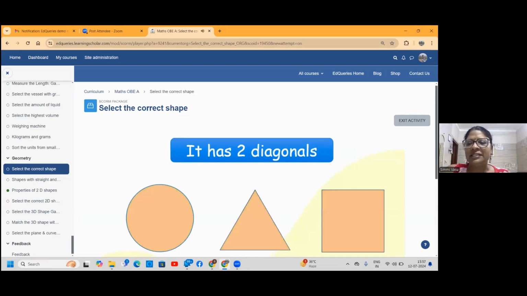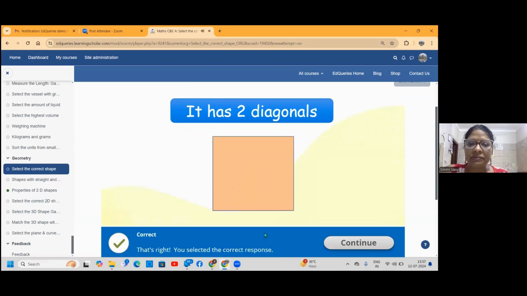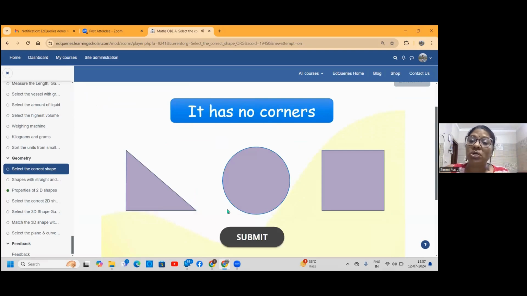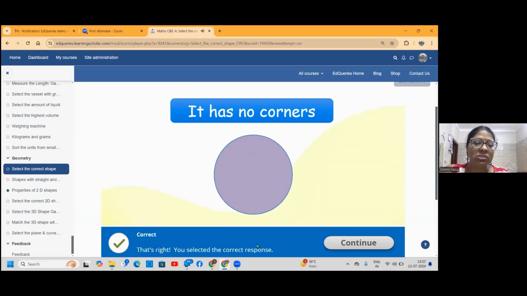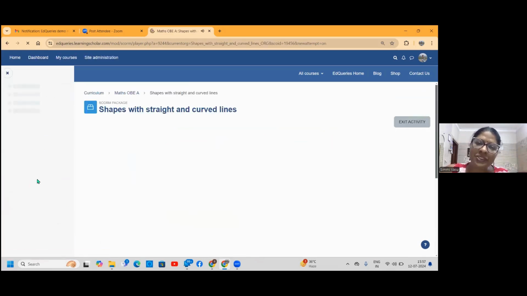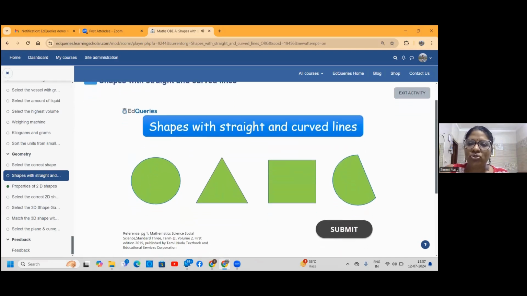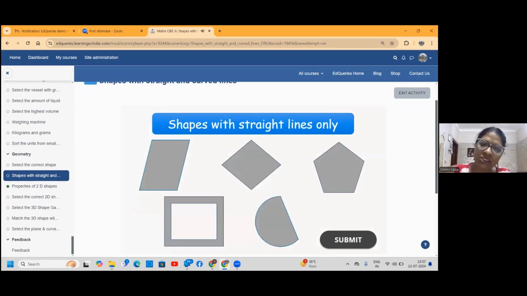And here they have to understand the shape with basically the properties. Square. Good job. So we know a circle has no corners. Good job. And then we have shapes with straight and curved lines also. In this game, read the instructions and select the correct shape. So your child knows what is a curved line. Your child knows what is a straight line. That's when he'll be able to do these.